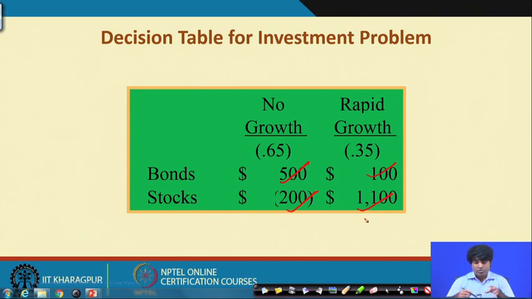So now we have the kind of conditional outcomes. If you choose the option of bond with no growth situation, then the outcome will be 500, and again if you choose stocks with no growth, then the outcome will be 200.